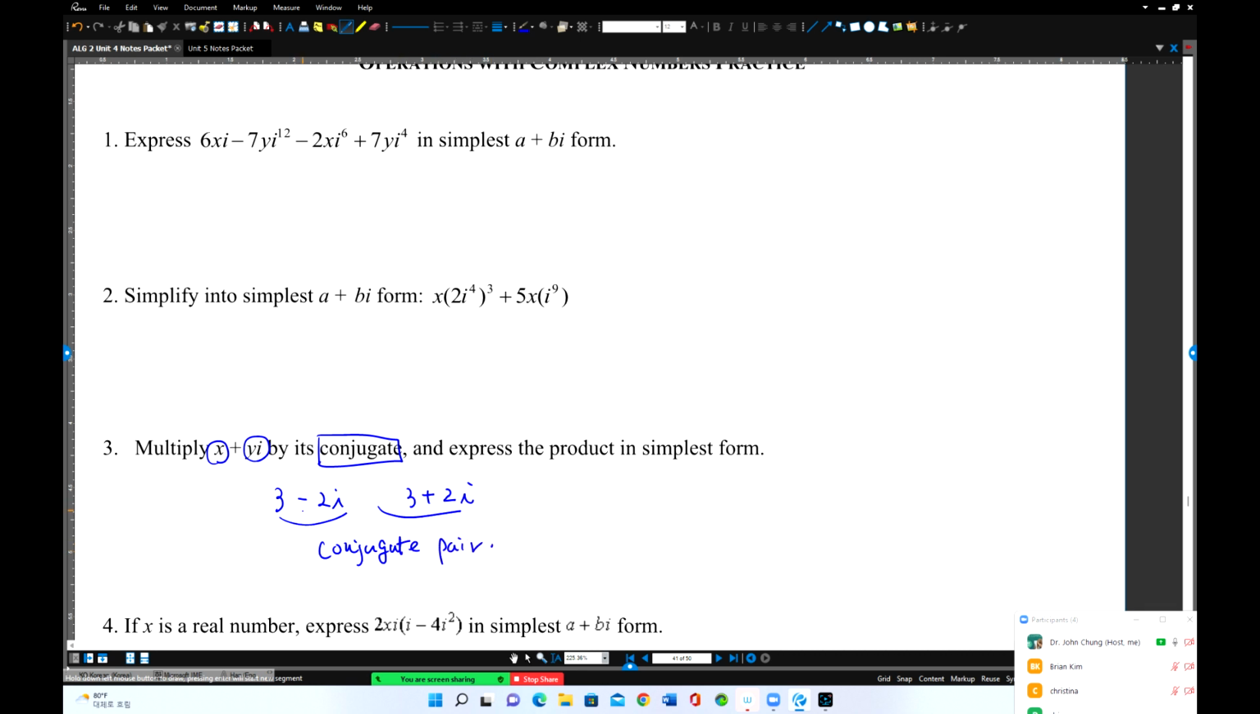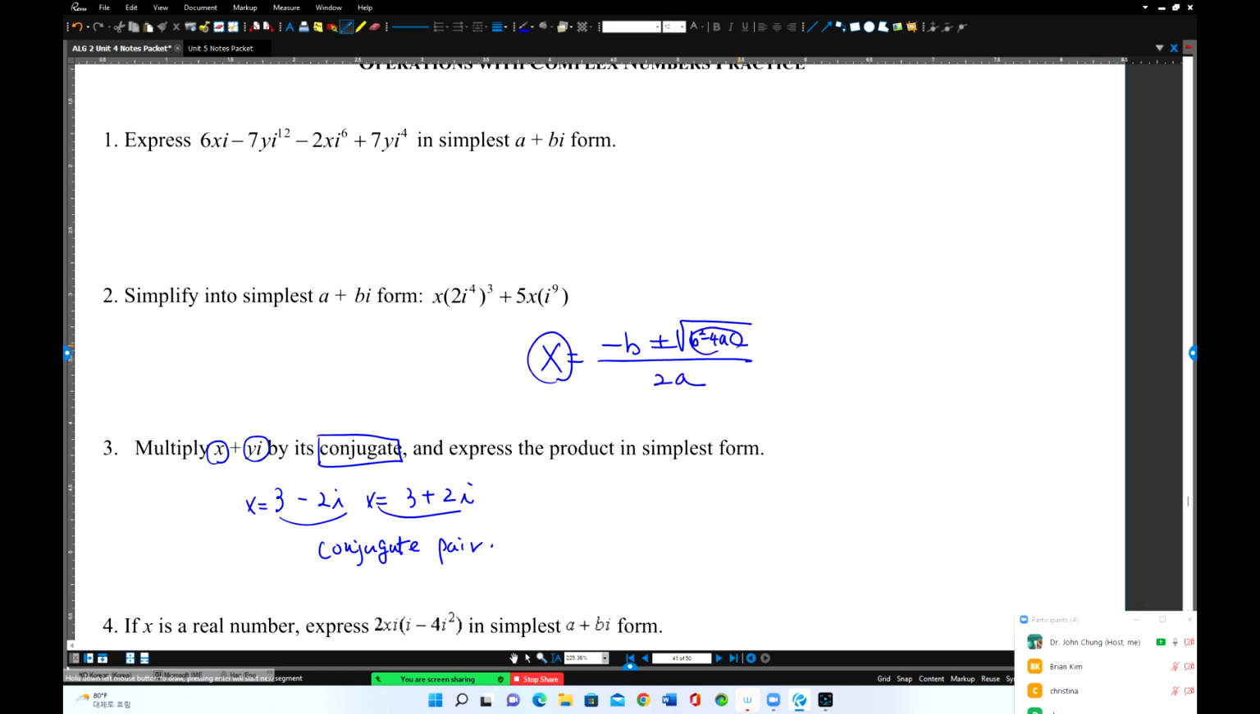If this is one of the roots, always imagine the roots come in pairs. If this is one root, this is the other root, the other complex root, always. Because when you have the quadratic formula, x equals negative b plus or minus the square root of b squared minus 4ac, over 2a, isn't it? This is the quadratic solution.